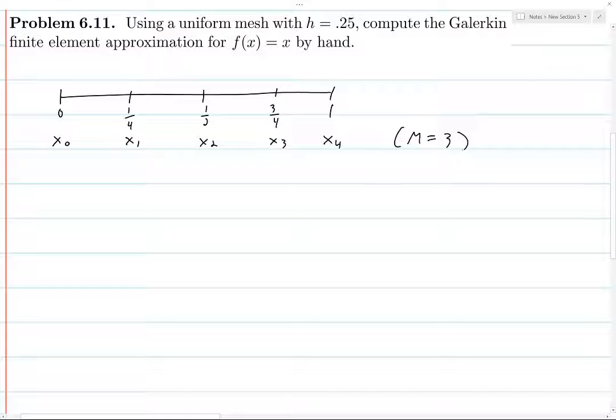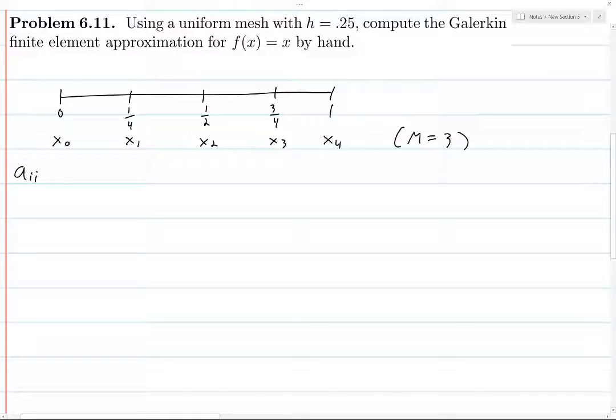And that makes sense because in this problem that we've been considering, these functions vanish at the endpoints, and so our finite element basis is going to be hat functions centered at 1/4, 1/2, and 3/4, so x1, x2, and x3. Okay, so let's go ahead and do this.